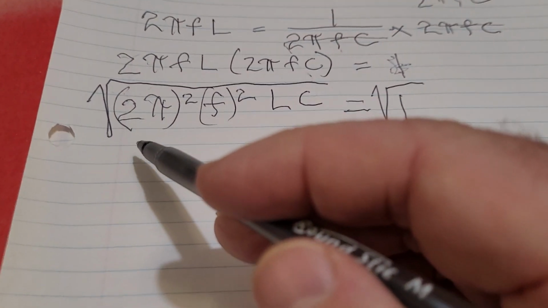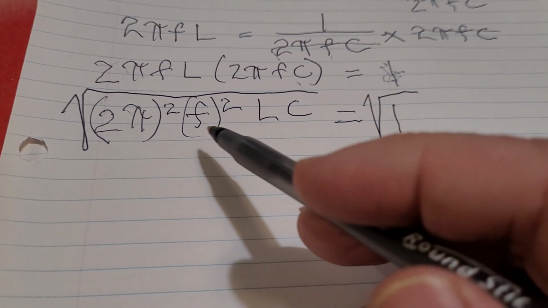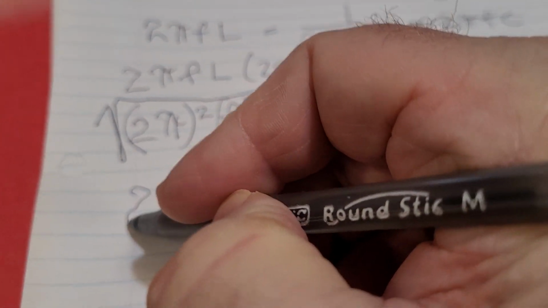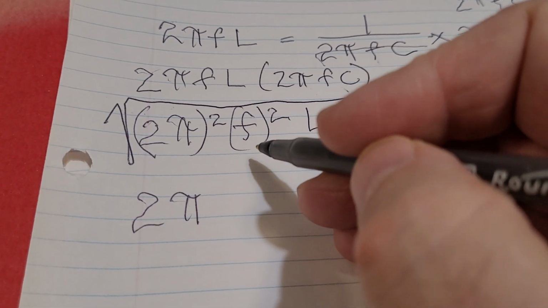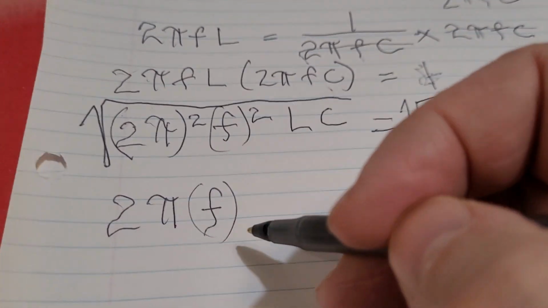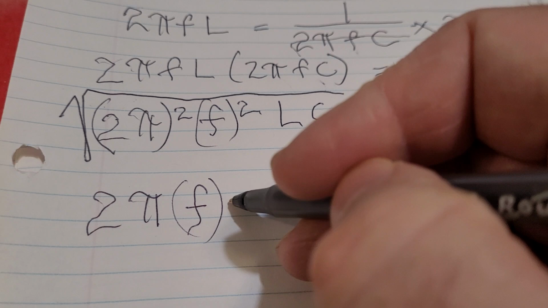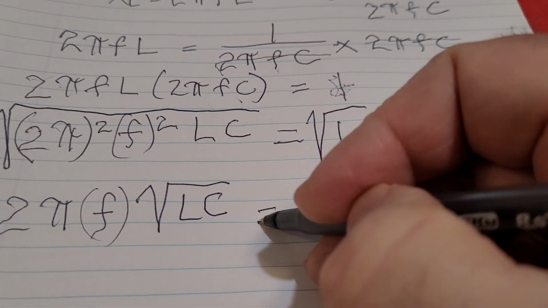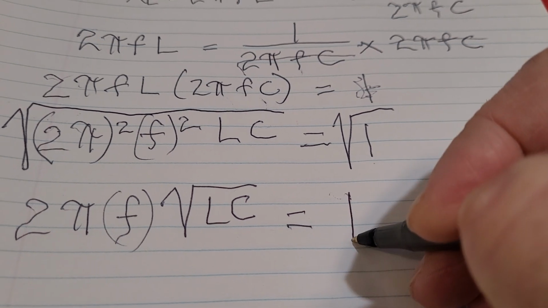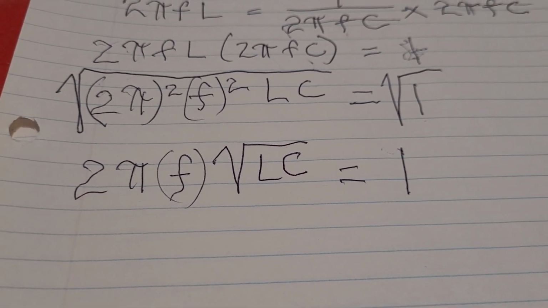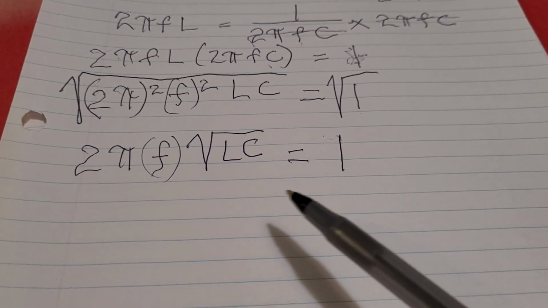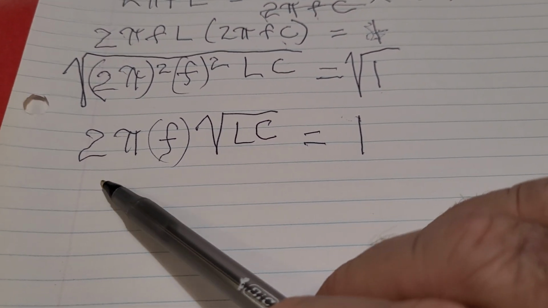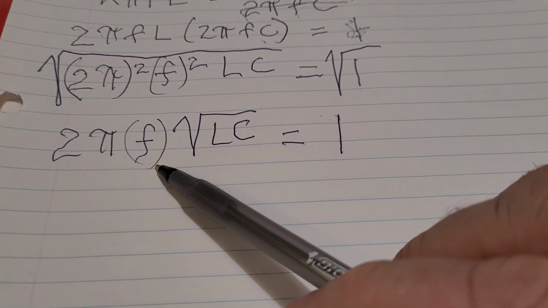Okay, so the square root, and we can do this under the square root sign because it's all multiplication here. So the square root of 2 pi squared is just going to be 2 pi. And the square root of F squared is just going to be F, right? I'll put a bracket around it. And of course, we're stuck with LC, so it's still the square root of LC. And the square root of 1 is just 1. And we're almost there. Now, we have all this on this side and 1 on this side. All we have to do to get F, the resonant frequency, is just divide this side by 2 pi square root of LC to get F by itself.